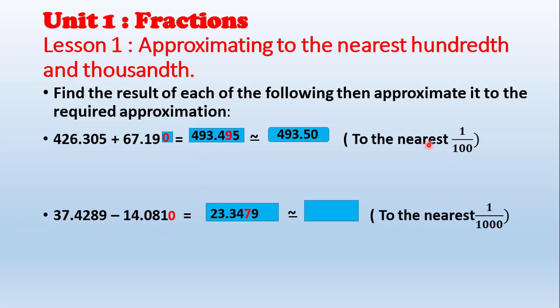Now let's approximate to the nearest thousandth. Thousandth here is 7: tenth, hundredth, thousandth, 7. Look at the right, we have 9, so I'll add 1. So this number is approximately equal to 23.348.